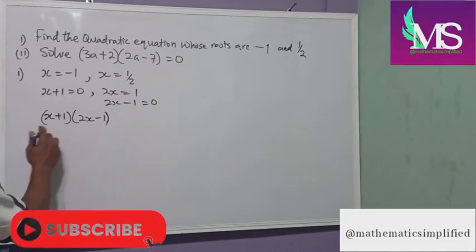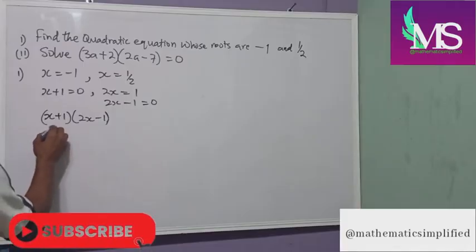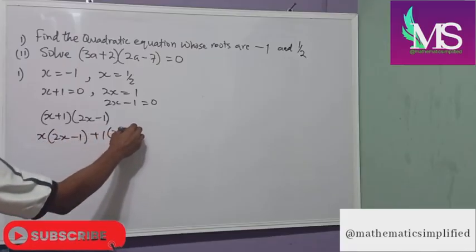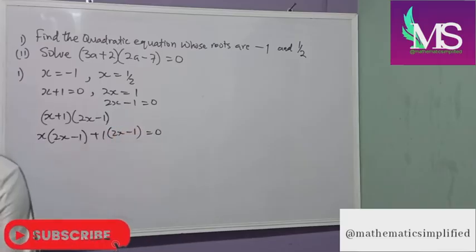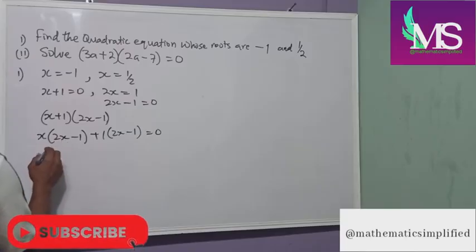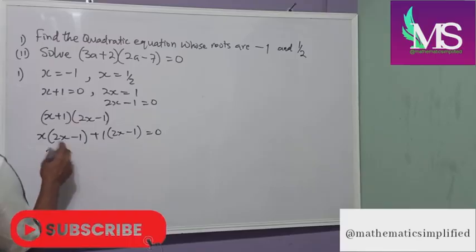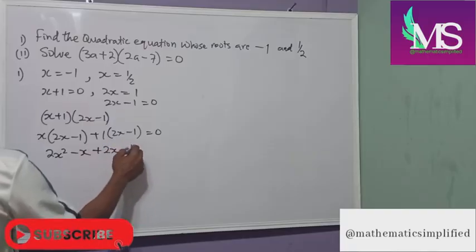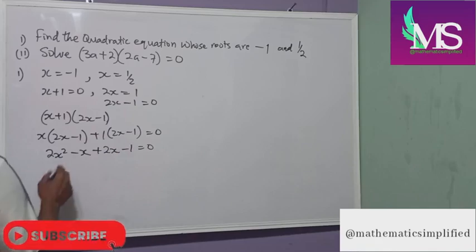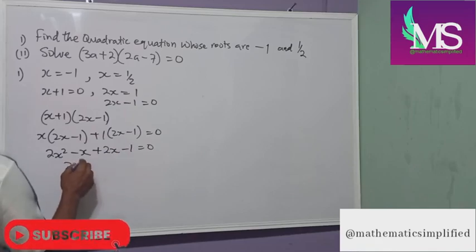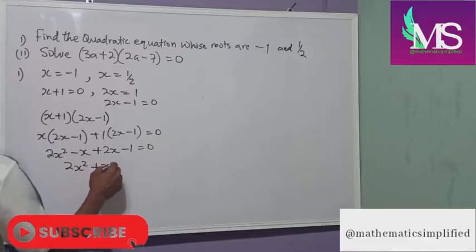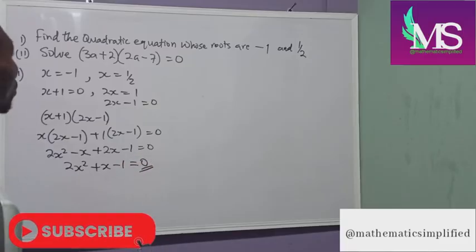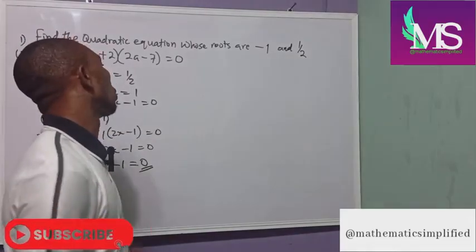x brackets 2x minus 1 plus 1 brackets 2x minus 1 equals 0. 2x times x will give us 2x squared minus x plus 2x minus 1 equals 0. So collecting like terms, this gives us 2x squared plus x minus 1 equals 0. So this is the quadratic equation that gives rise to these roots.